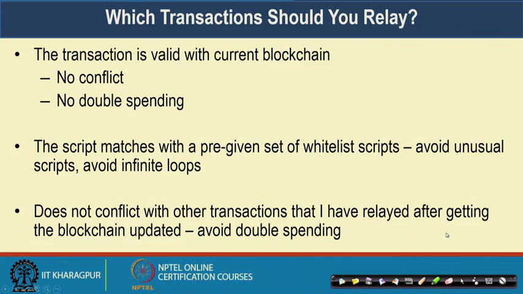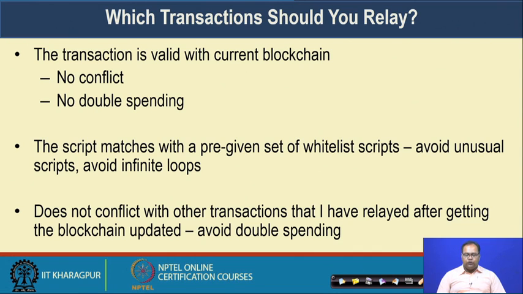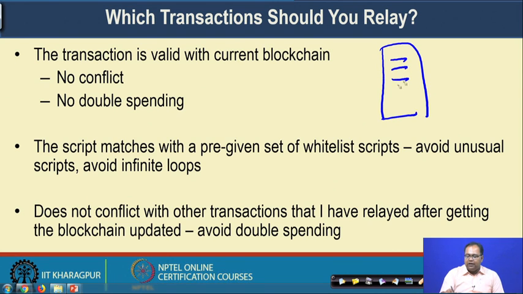Now the question comes: which transaction should I relay? First of all, you need to check that the transaction is valid with the current blockchain. In the blockchain you already have a list of transactions, and whenever you get a new transaction of some Bitcoin 30 from Alice, you check with the existing transactions in the blockchain whether Alice is allowed to spend that much Bitcoin or not.